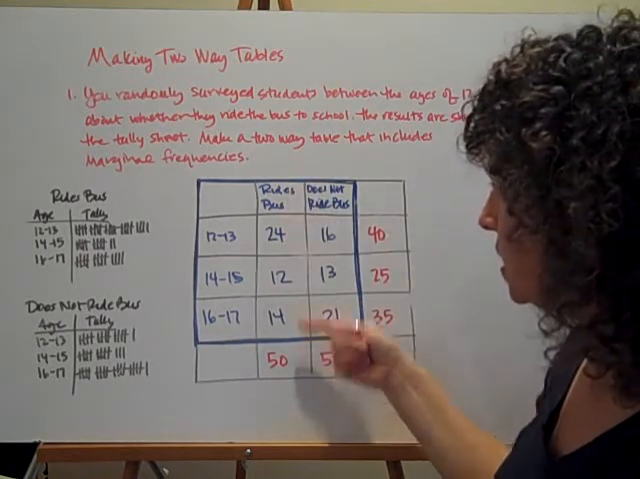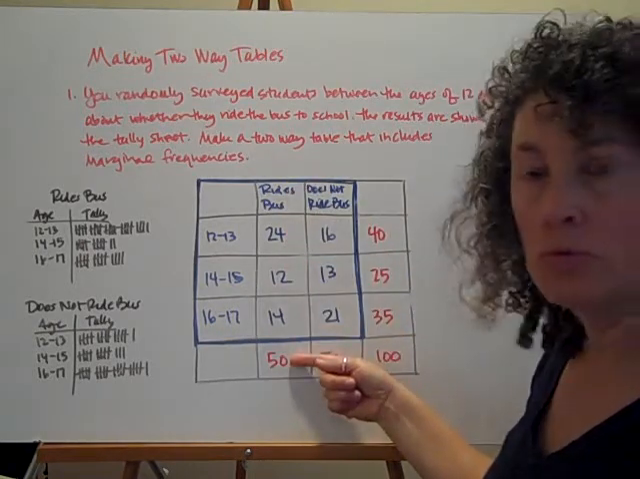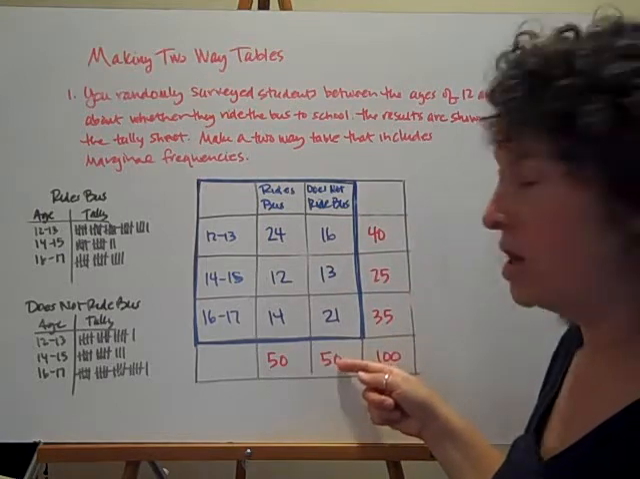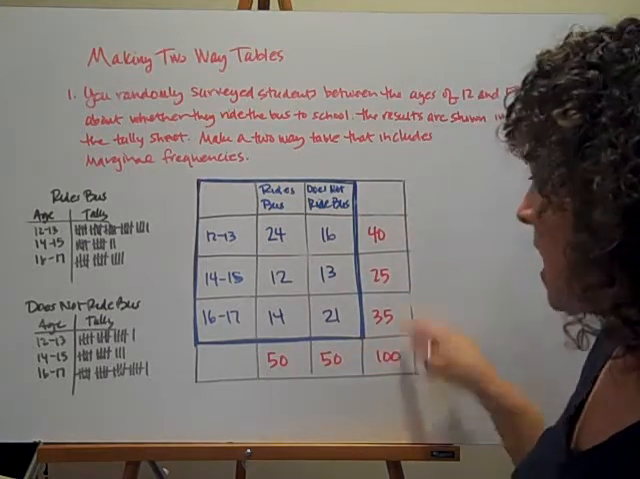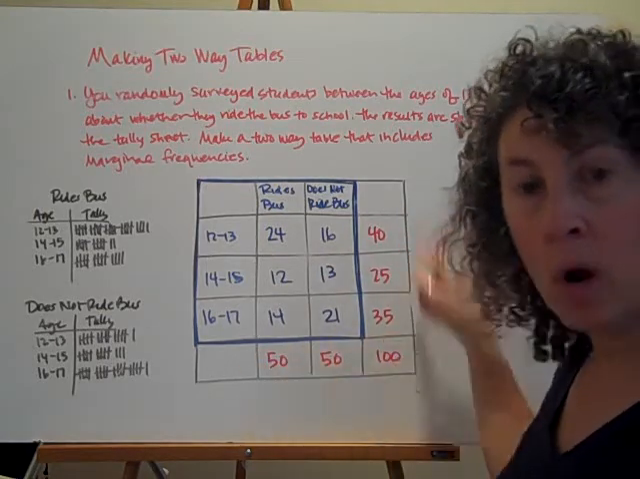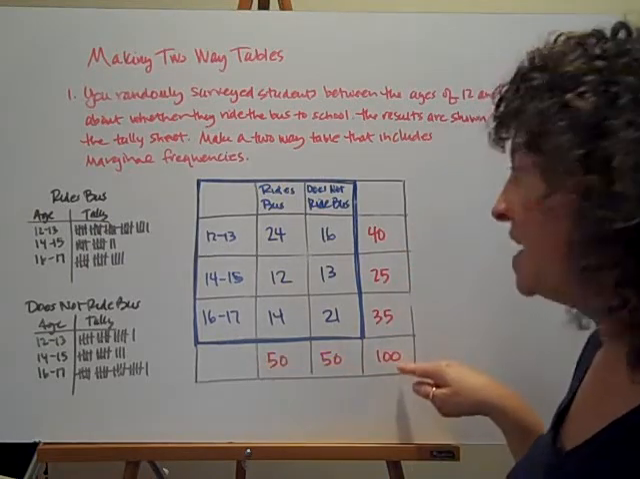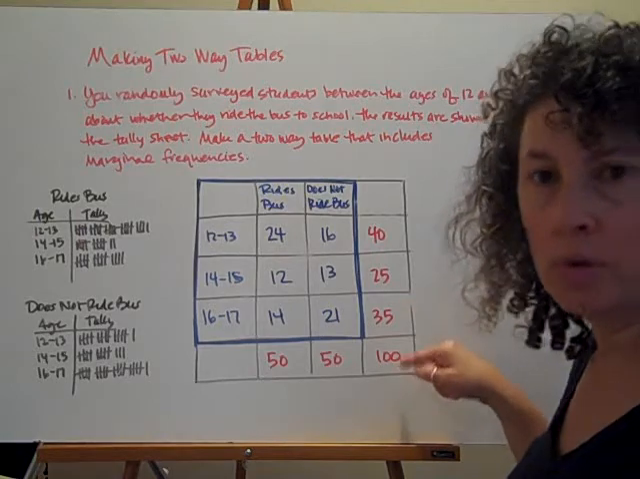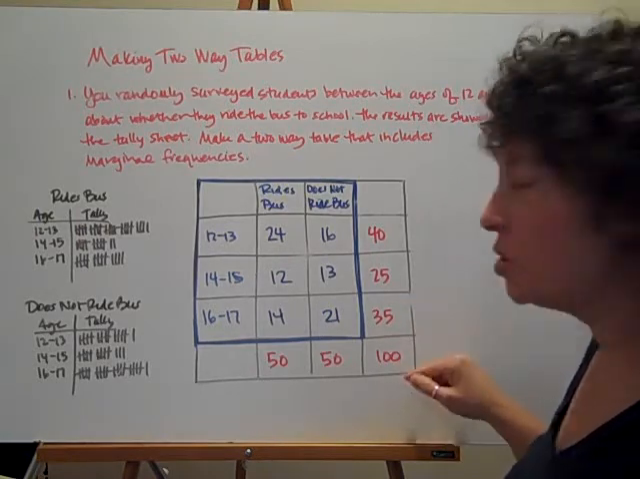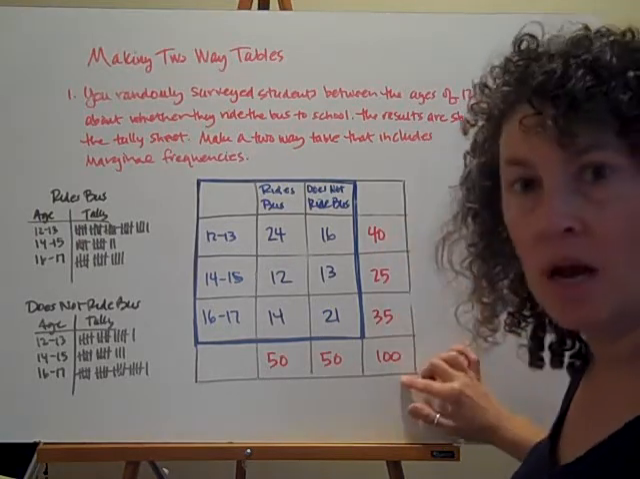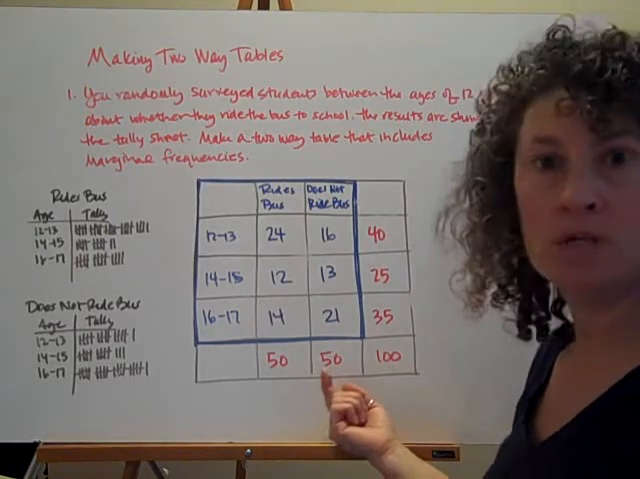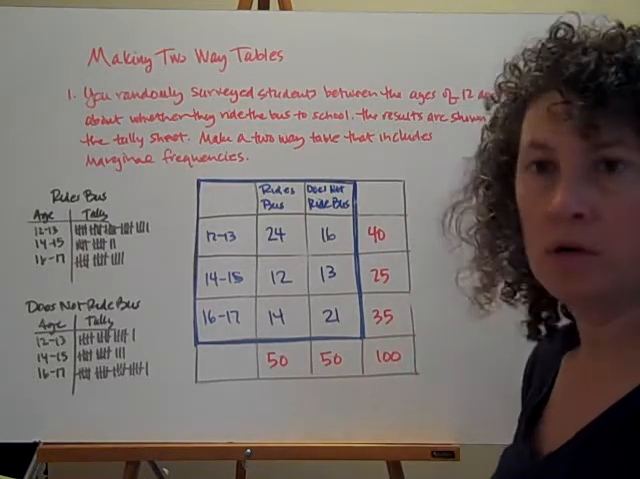And then vertically, I've added up my students who rode the bus and the students who did not ride the bus. You'll notice that when I add up my marginal frequency column and my marginal frequency row, I end up with the same total. So there were 100 students I surveyed. If I add up all the ages, I get 100. If I add up all the riding the bus and not riding the bus, I come up with 100.